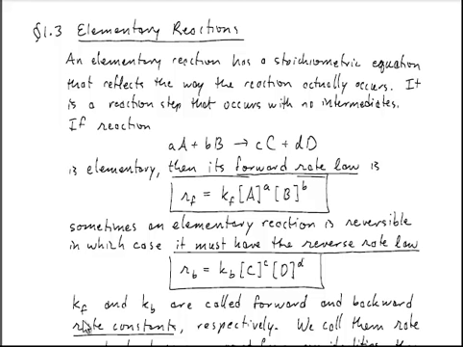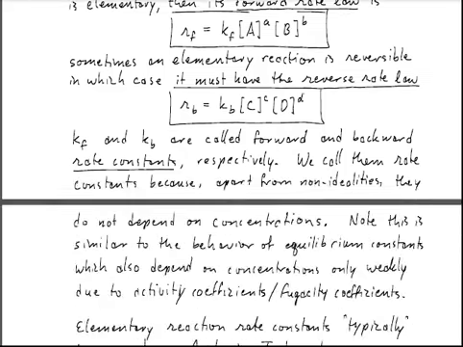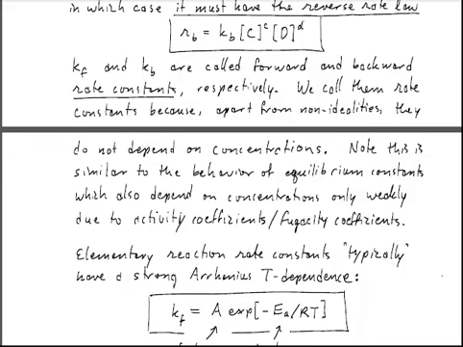Okay, so these Kb and Kf are backward and forward rate constants respectively. We call them rate constants because, apart from non-idealities, these things really do not depend on concentrations. In fact, they are very similar in their properties to equilibrium constants, except of course that they involve a prefactor that depends on time. We will talk about some of those things a little bit later. But elementary reaction rate constants typically have a very strong Arrhenius temperature dependence.